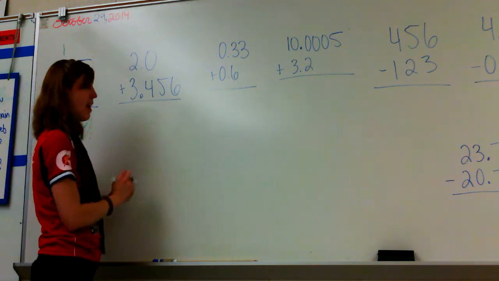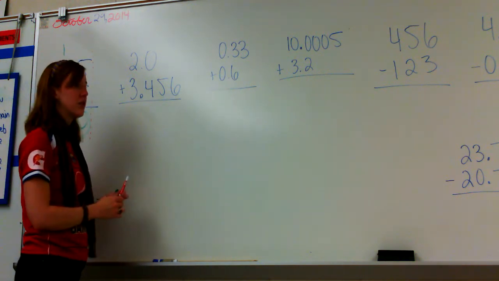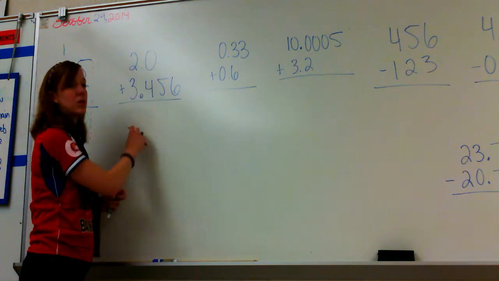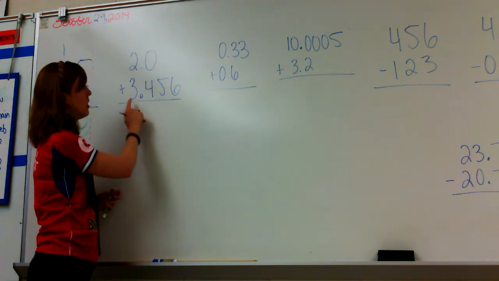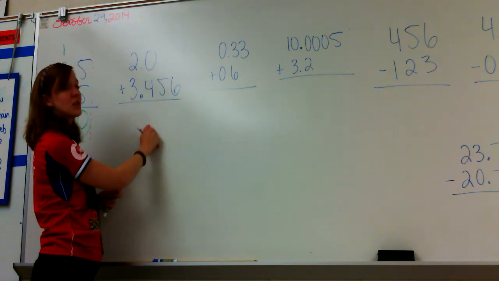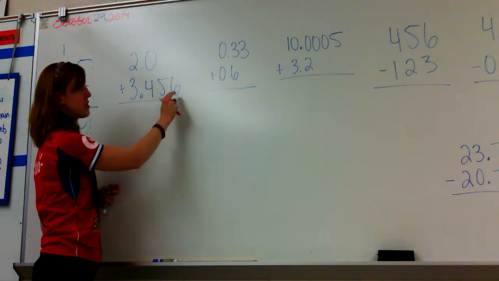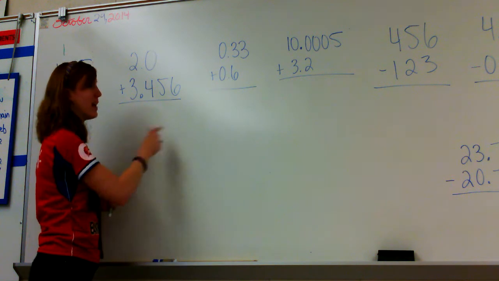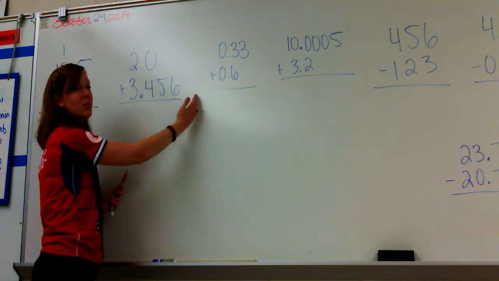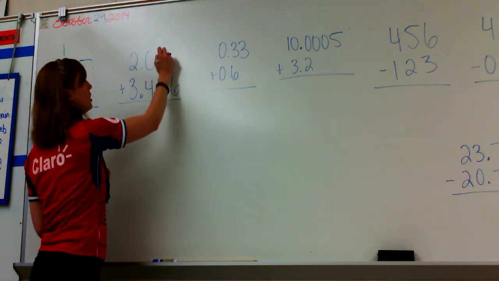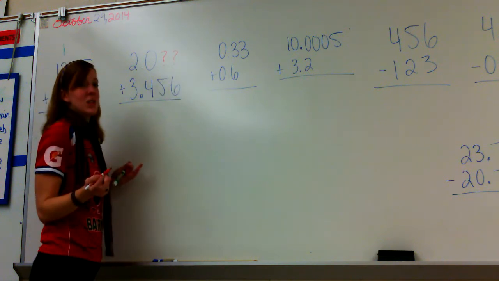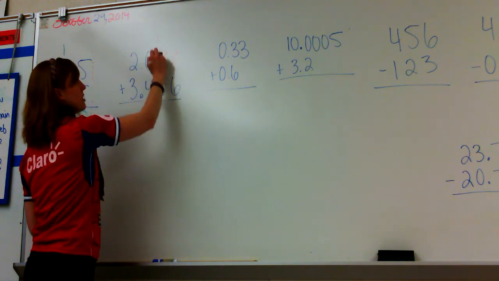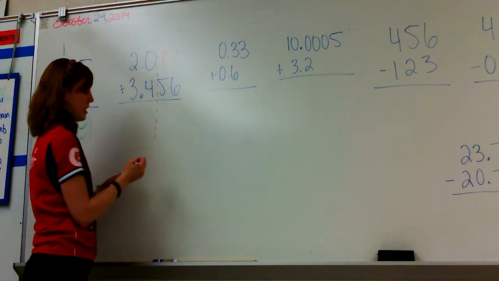Now this one, I can see already it's a little different. 2.0 goes to the tenths place. 3.456 goes to the tenths, hundredths, thousandths place. That is much more precise. My answer cannot be that precise. I don't know what's happening here. That's a mystery. So I draw my dotted line like that.